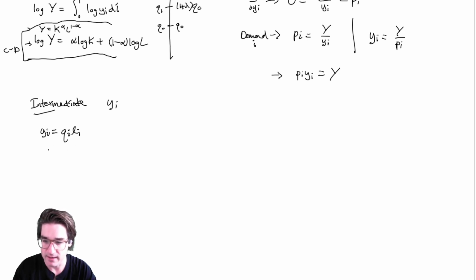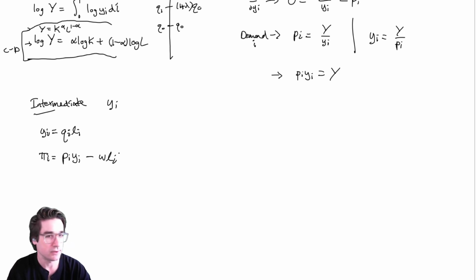And then the profits. That's always true in some sense: the revenues pi times yi minus w times li. Same setup as before. They use some labor at wage w.